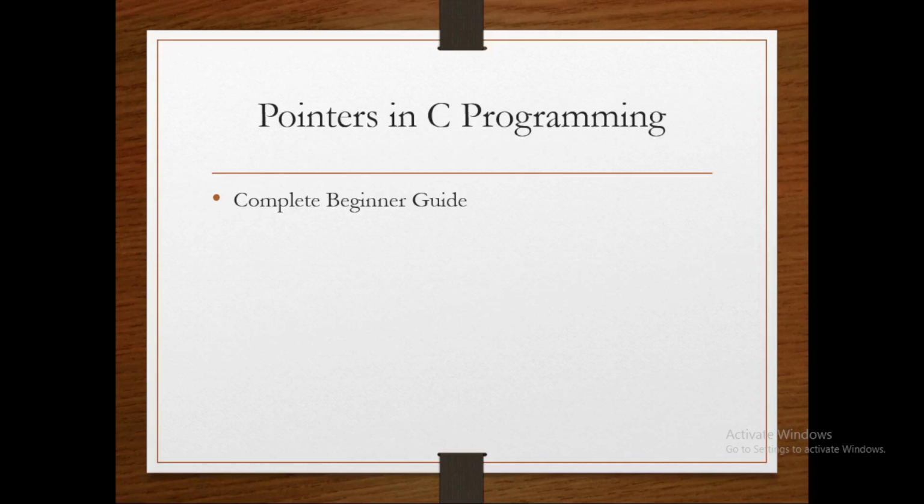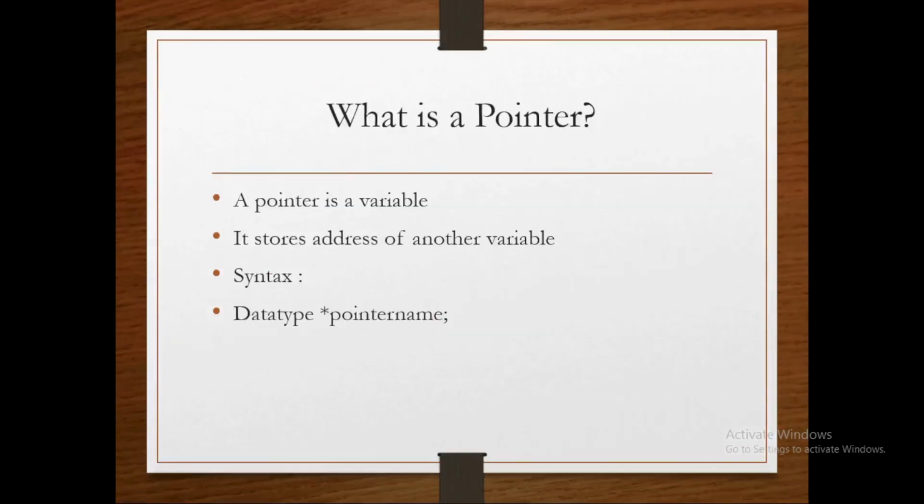Let's start with the basic question. What is a pointer? A pointer is simply a variable, but instead of storing a normal value like 10 or 20, it stores the address of another variable. So instead of storing data, it stores the location where the data is stored in memory. This is what makes pointers very powerful. Is this clear? Have you seen memory address concept before?